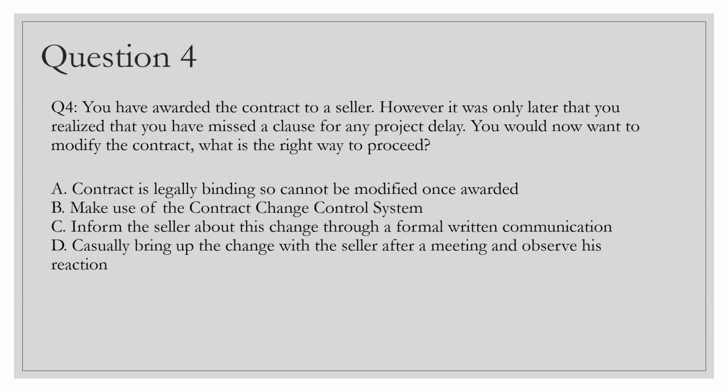Okay, question 4. You have awarded the contract to a seller. However, it was only later that you realize that you have missed a clause for any project delay. It happens frequently. After you awarded the contract, you are like, hey, I missed that one thing, right? You would now want to modify the contract. What is the right way to proceed?